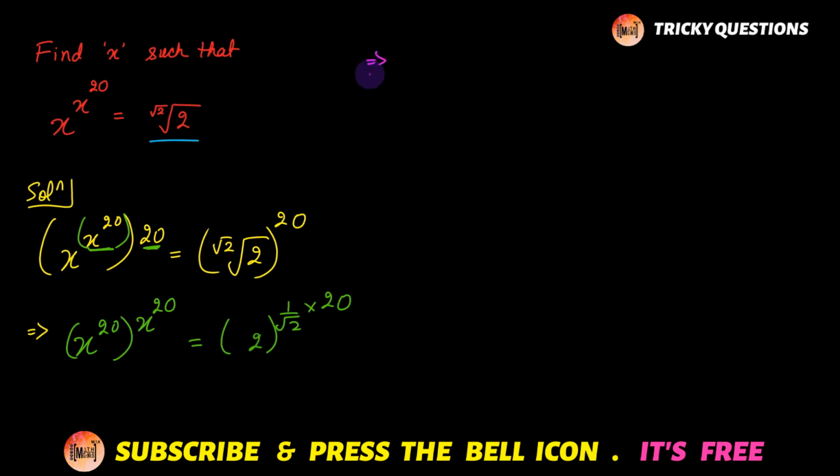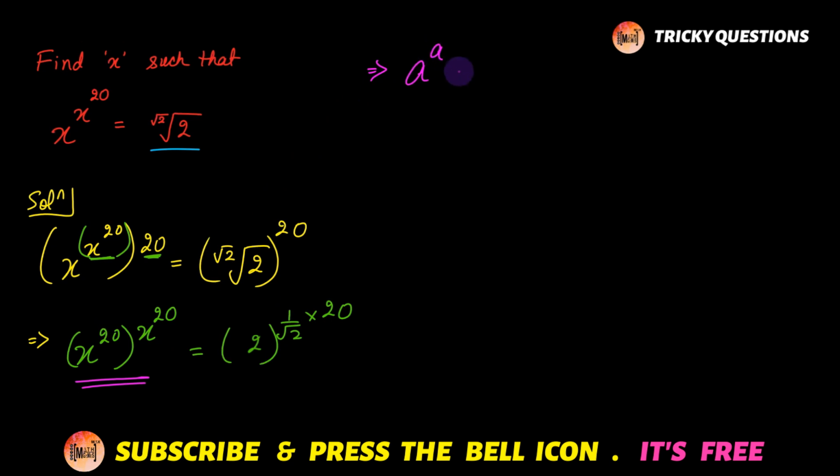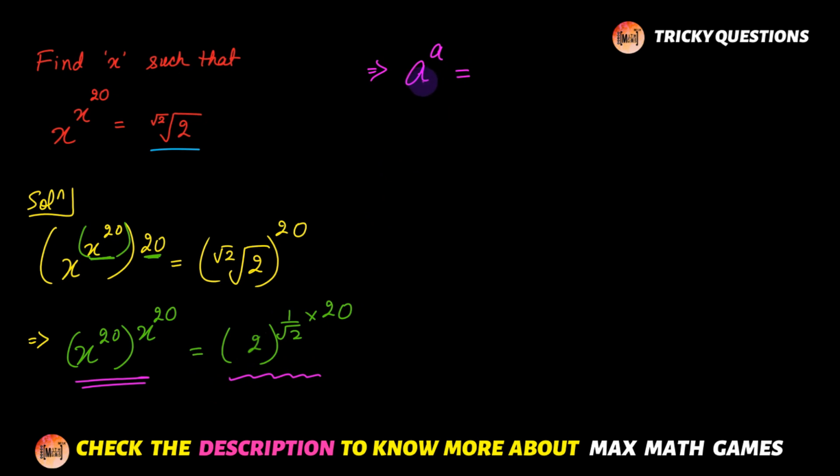Now moving further, the left hand side is of the form a raised to the power a, and if we can write the right hand side in terms of a raised to the power a, then our question will become much easier. So this will be root 2 raised to the power 20 into under root of 2, which has to be written in terms of a raised to the power a. Now the best thing about this number is that 20 can be written as 5 into 4. So this is root 2 raised to the power 5 into 4 root 2.